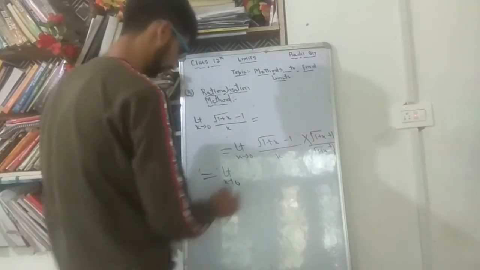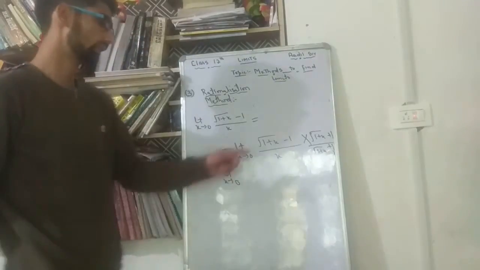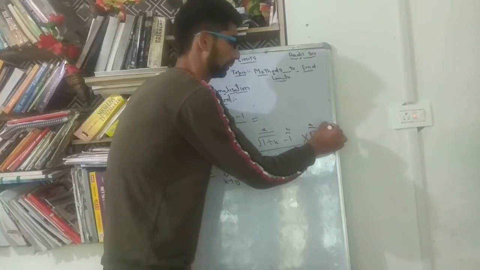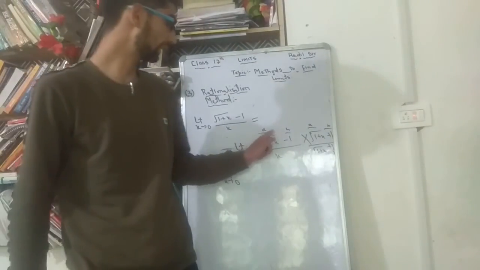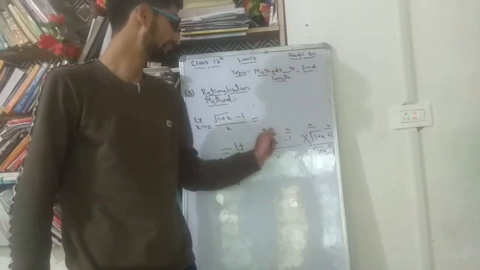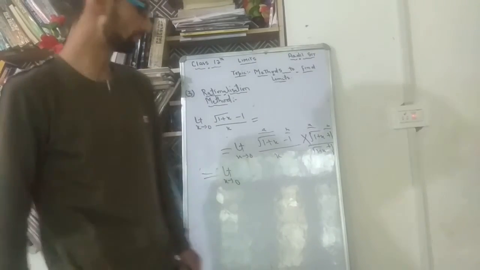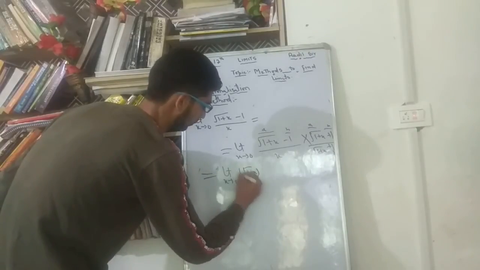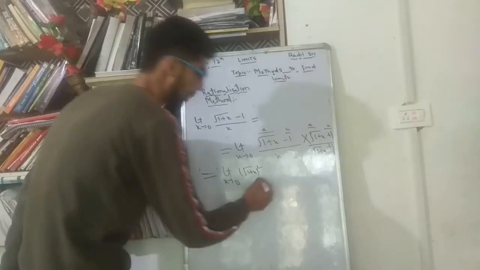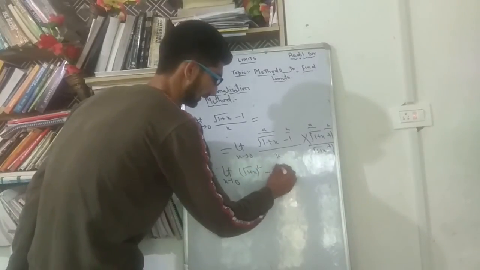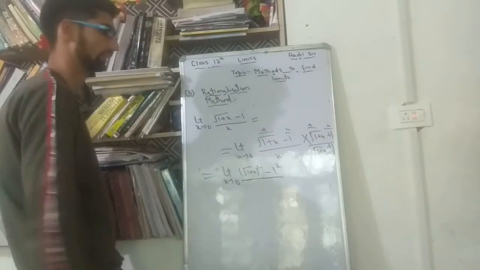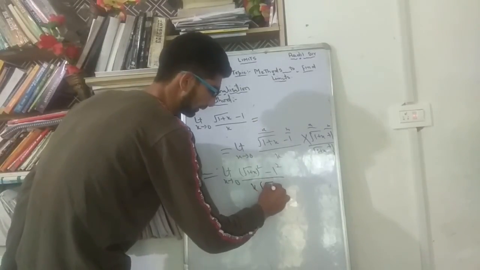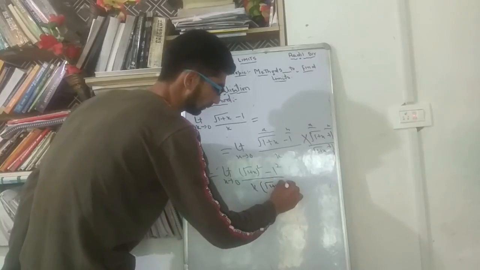x tends to 0. Now, if this is a, this is b, this will be a, this will be b, and it is just like, beta, a minus b into a plus b. We know that a minus b into a plus b is a square minus b square. So here it will be a square, that is root of 1 plus x squared, minus b square, that is minus 1 squared, divided by, here it is x into root of 1 plus x plus 1.